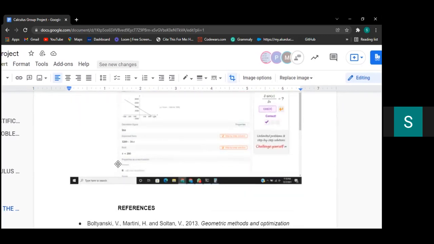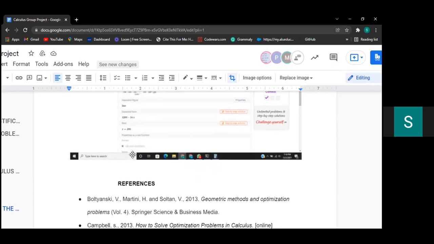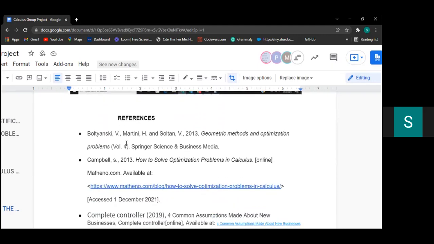But this just shows us how easy it is nowadays to use calculus and derivatives and their models in solving real world situations. This can really help a client find out the maximum amount of profit that the person should make. So these are the references of our research.